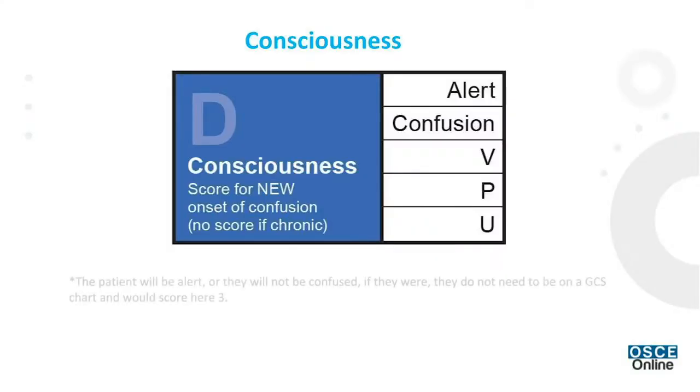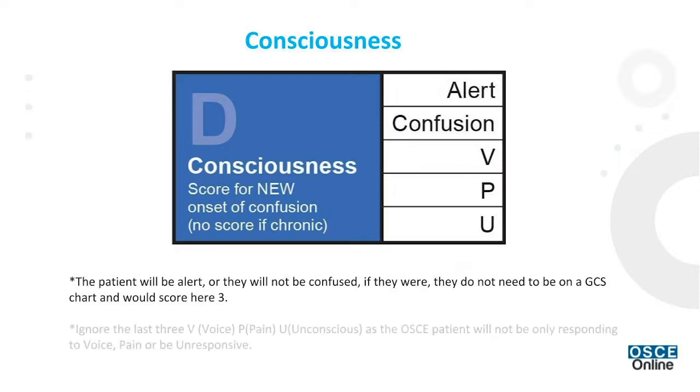Consciousness. The patient will be alert or they will not be confused. If they were, they do not need to be on a GCS chart and would score here 3. Ignore the last 3, V for voice, P pain, U unconscious, as the OSCE patient will not be only responding to voice pain or be unresponsive.